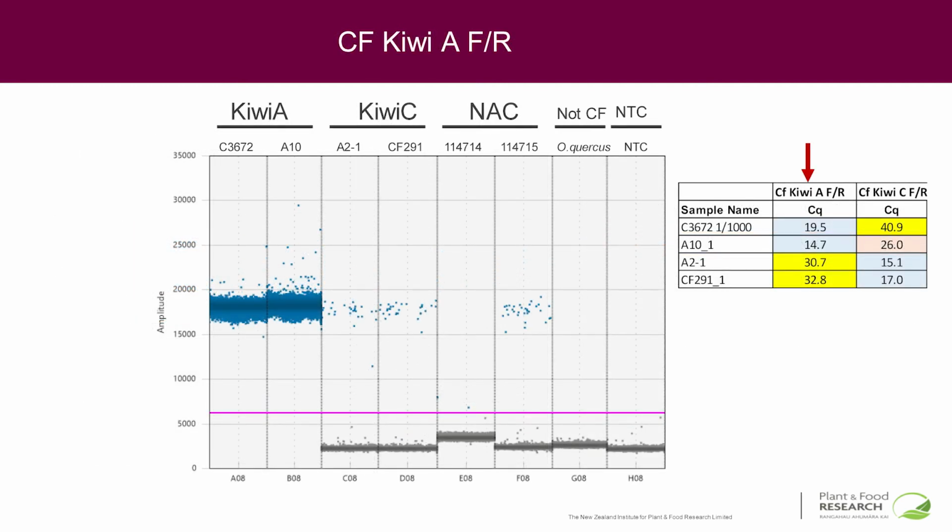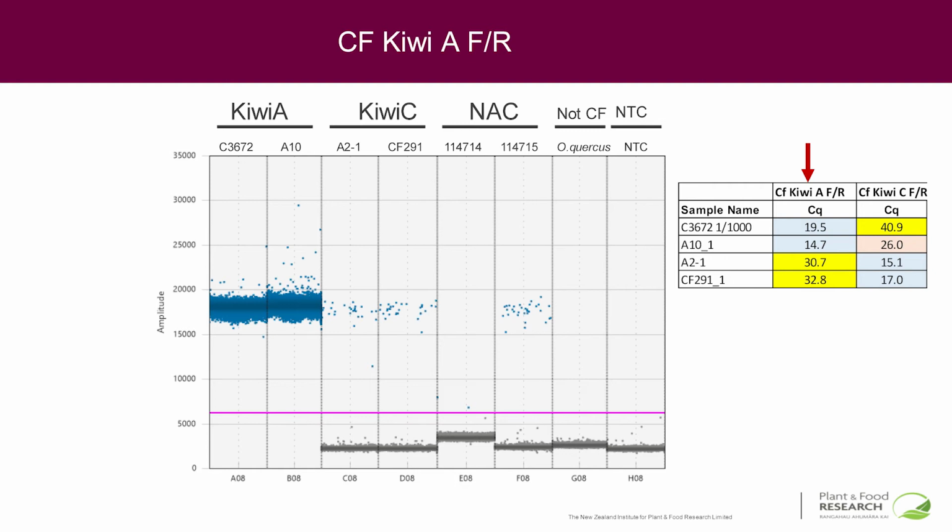This is just another experiment. What we've got here is a series of two isolates that are Kiwi A. Next to them, two isolates that are Kiwi C. Then two from the North American clade. Then one that's a non-Ceratocystis. And then a non-template control. And the assay for this is the Kiwi A.